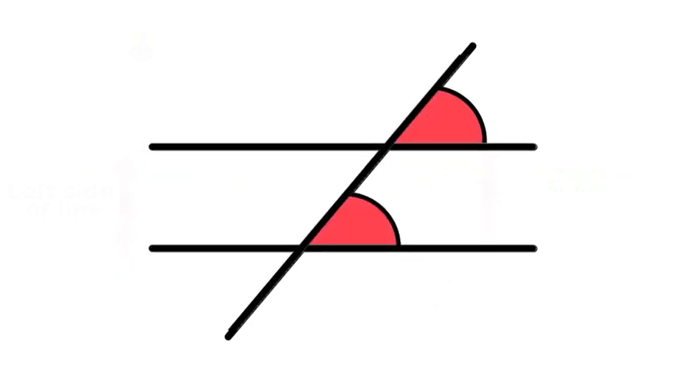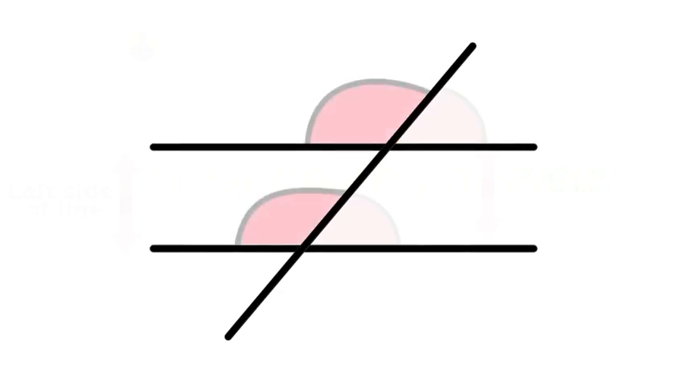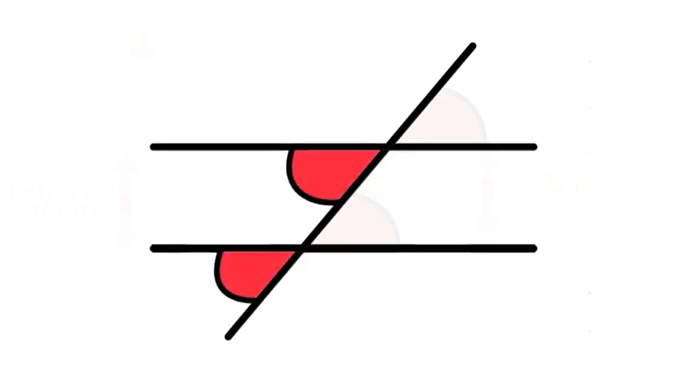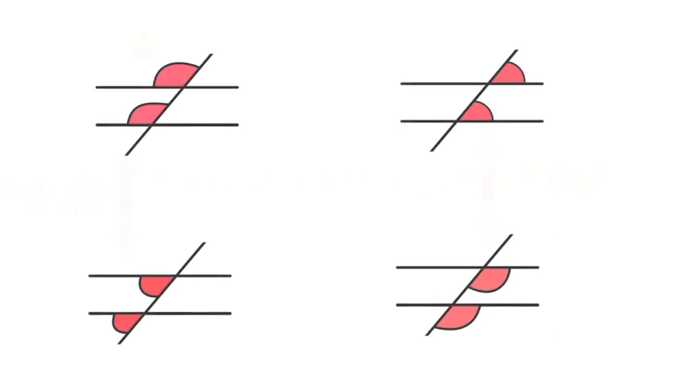But it also means that these 2 angles are the same. It also means that these 2 angles are the same. And it also means that these 2 angles are the same as each other. So you have 4 examples of corresponding angles when you draw a line through 2 parallel lines.